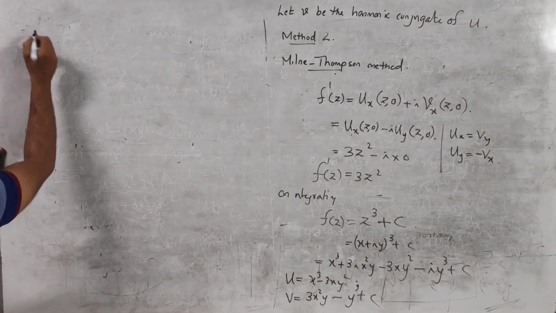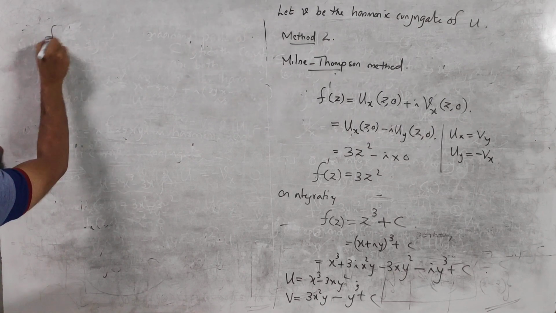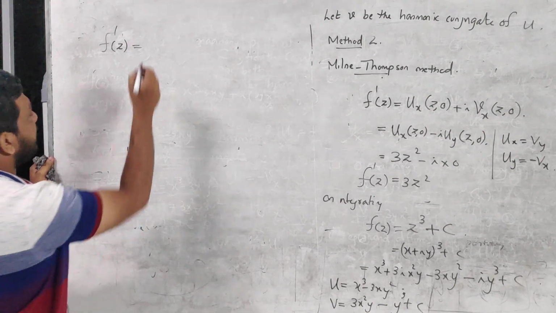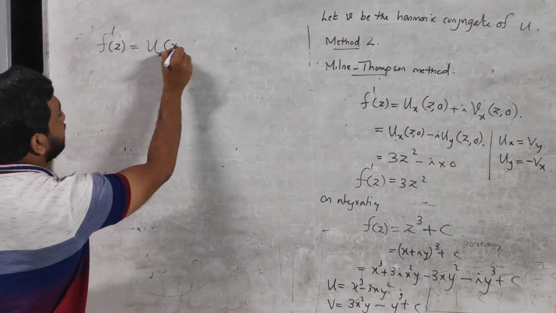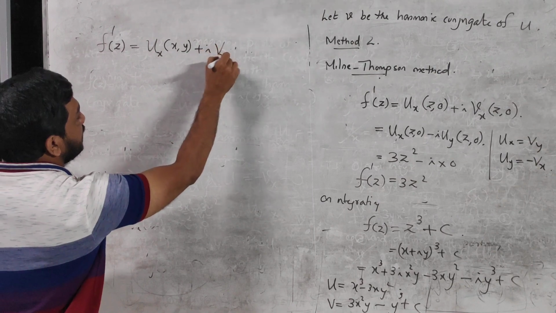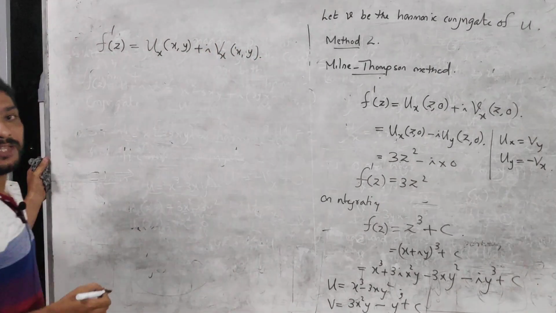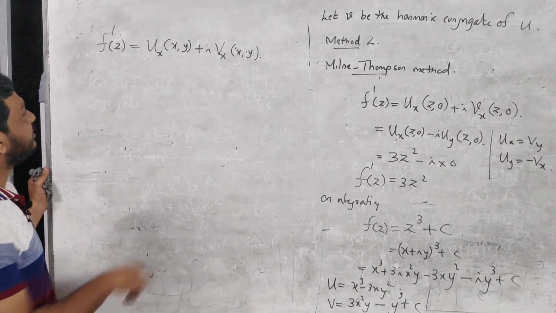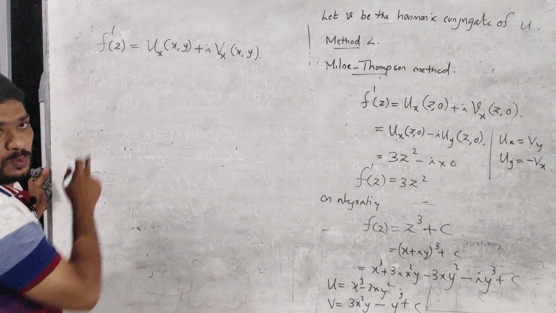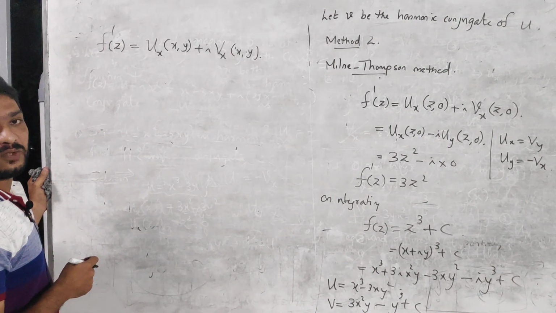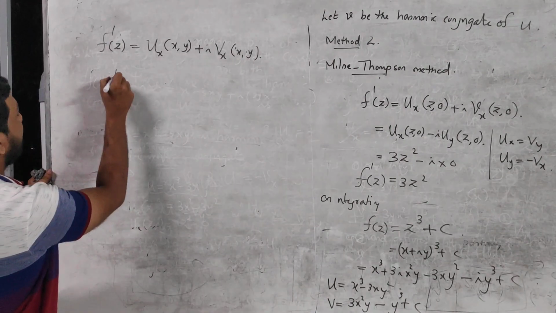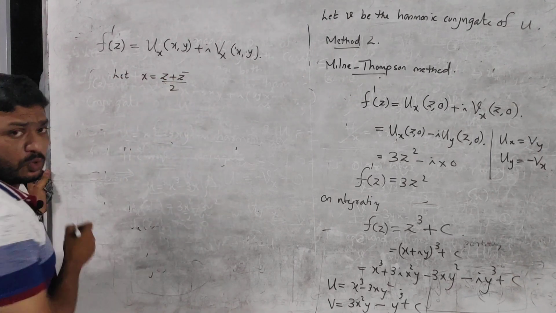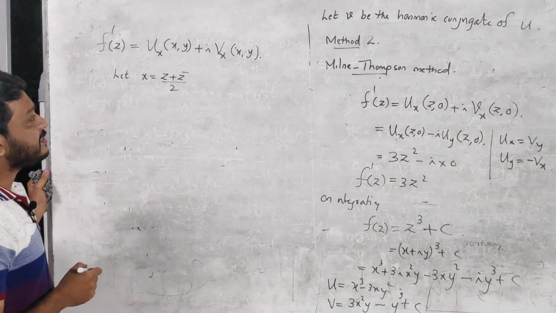All of you know that from the derivation of the Cauchy-Riemann equations, we get a formula: f dash of z is ux of xy plus i into vx of xy. Am I correct? We know how to derive the Cauchy-Riemann equations, and in that derivation this is the first formula we get: f dash z is ux of xy plus i into vx of xy. Let us replace x by z plus z bar by 2. No problem, because z is x plus iy and z bar is x minus iy.